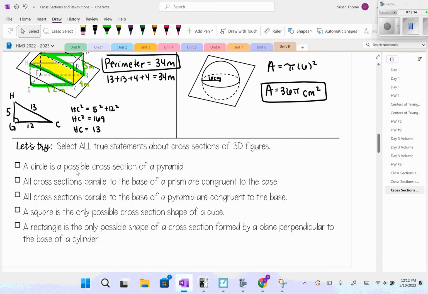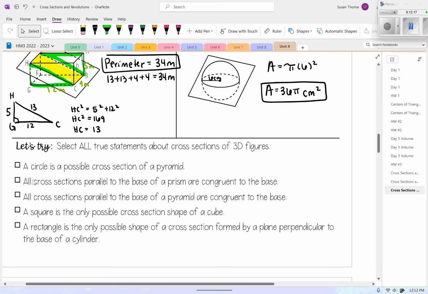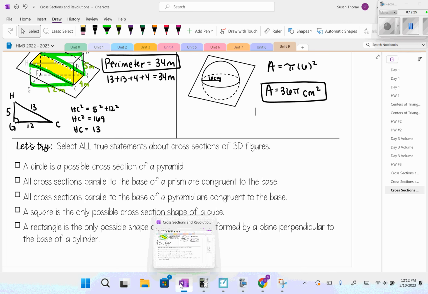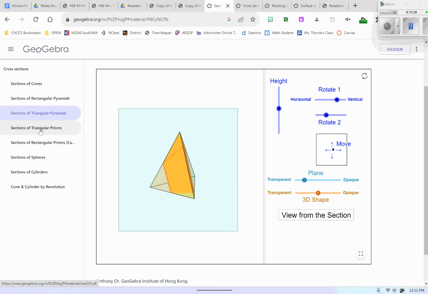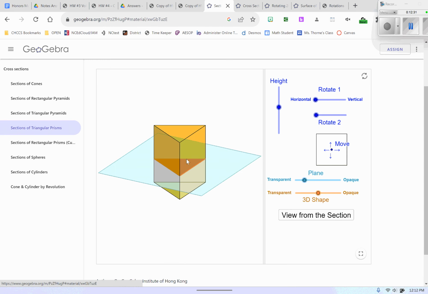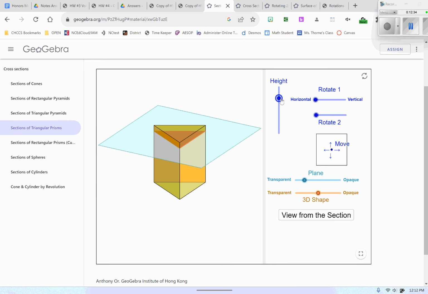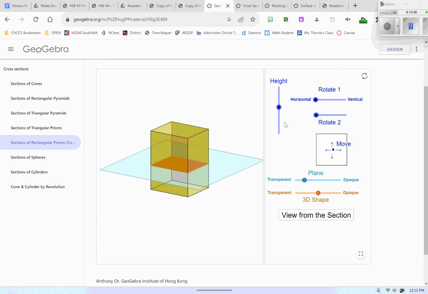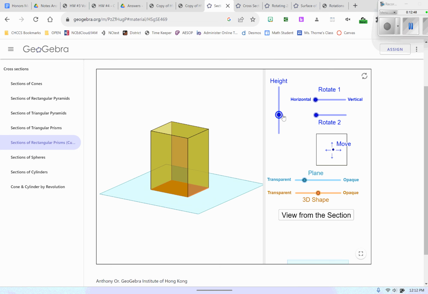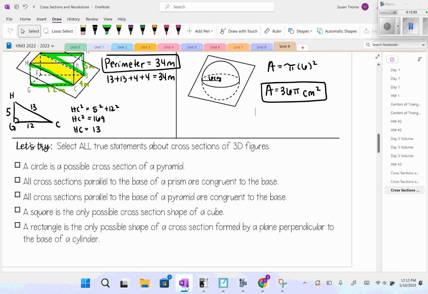So that first one, we cannot check that one off. The second one says, all cross sections parallel to the base of a prism are congruent to the base. So if we go back to our shapes, we have a prism. These are pyramids. Remember, pyramids go to a point. So if it's parallel to the base, we're saying that it's congruent. Is that true? It looks to be so. That means it's equal. Here's the rectangular prism, with a parallel plane to the base cutting it. Notice it's equal, or congruent. So that one appears to be true.